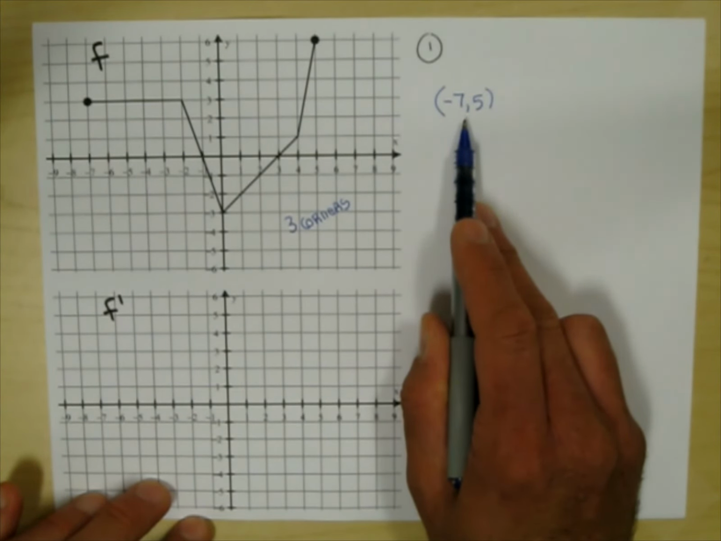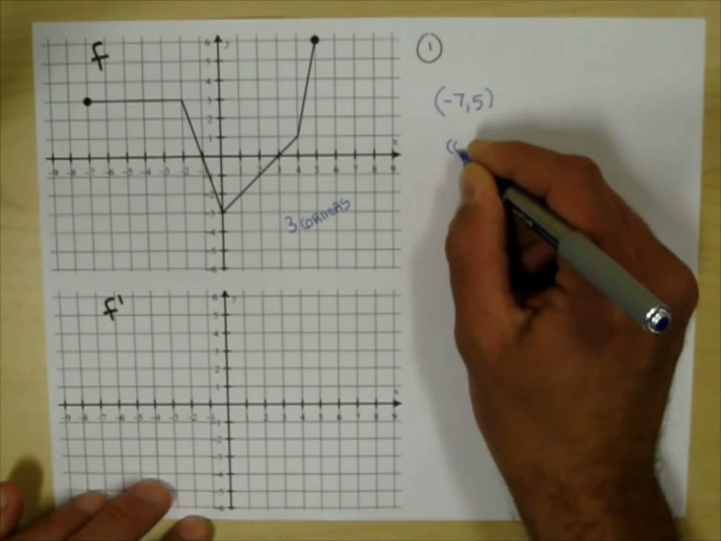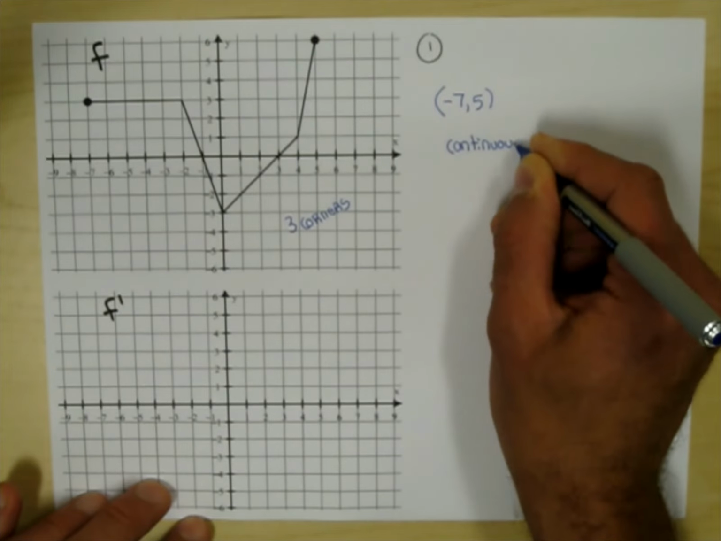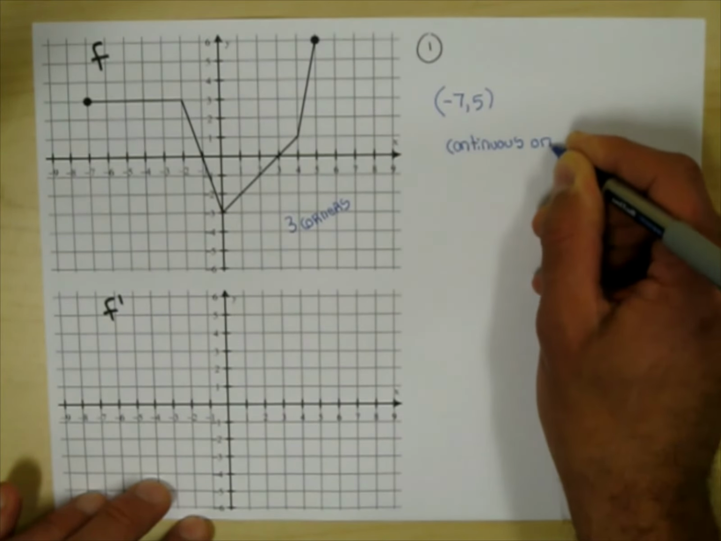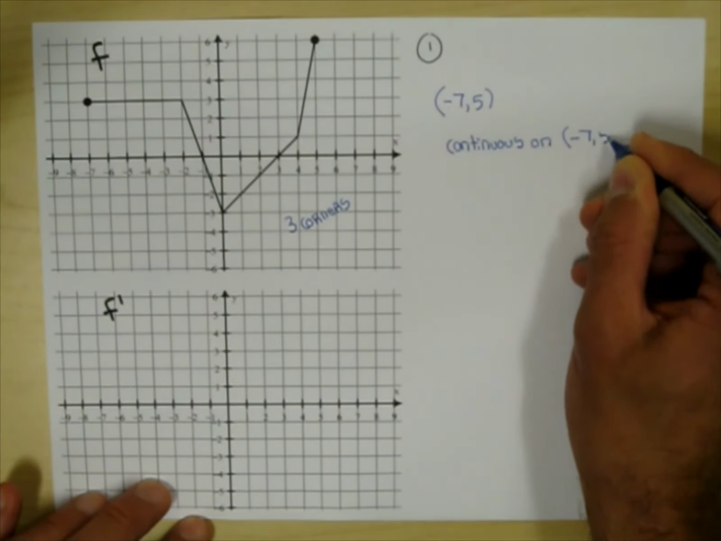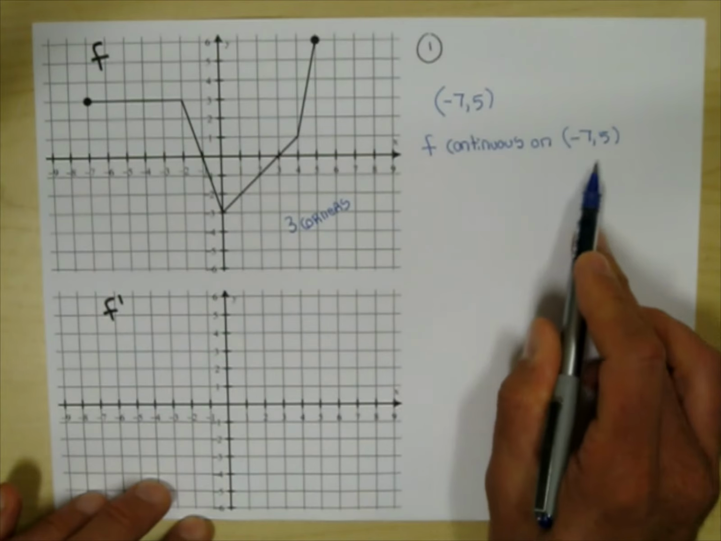Can you draw function f without lifting your pencil off the paper? Yes, you can. So this is continuous on the interval -7 to 5. And we'll just say f is continuous on that.